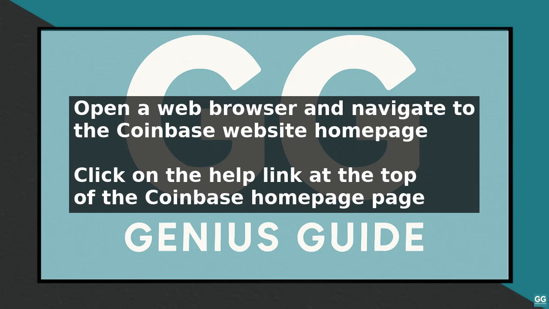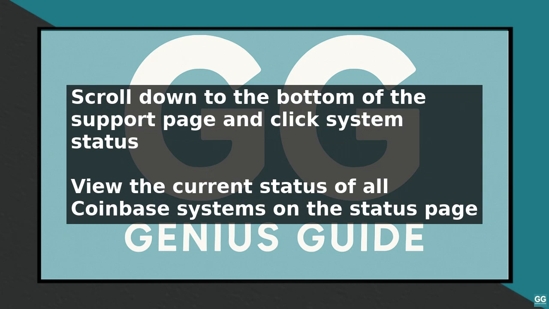Next, scroll down to the bottom of the support page and click on the system status link. This link will take you to the Coinbase status page where you can view the current status of all Coinbase systems on this page. You will see a list of all Coinbase services, including the website, mobile app, and APIs, along with their current status.